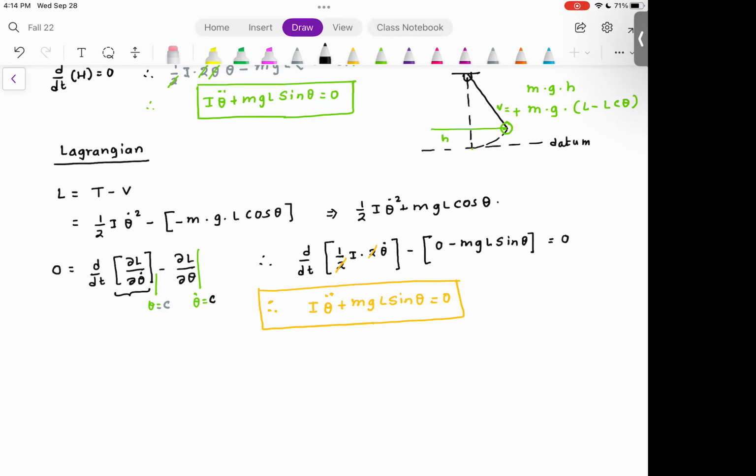Here there is no theta double dot. The partial derivative.